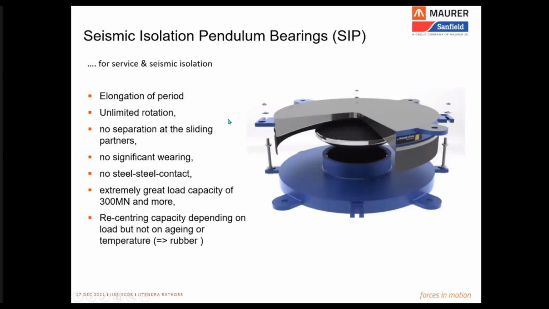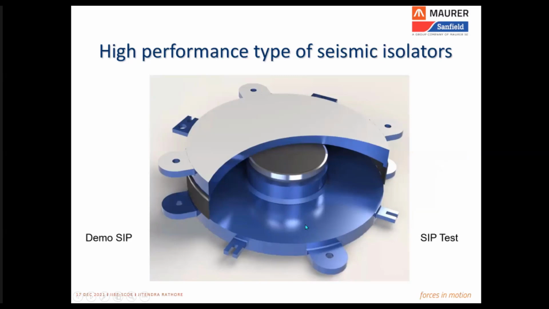The next in the category are the mechanical isolators, and we call them sliding isolation pendulum bearings, in short SIP. These are nothing but an extension, or you can say evolution, of spherical bearings. They offer elongation of time period. The rotation capacity of these bearings is very high. There is no separation at the sliding interface in these bearings. They have no significant wearing because the majority of the components are steel with this high capacity sliding interface in between. And the recentering capacity of these bearings does not depend on the aging performance or the load on top of the bearing.